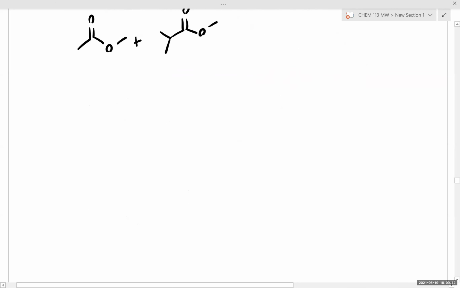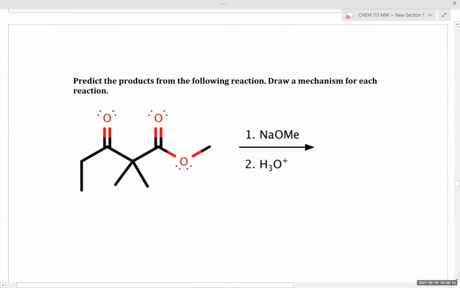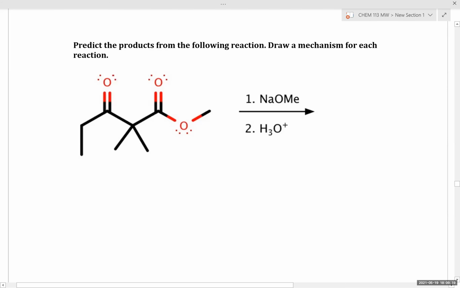Okay, so let's try to apply what we've learned, and let's try to predict the products of the following reaction and draw a mechanism for the following reaction. So this is an example of a Retro-Claisen reaction. And what's pretty funny about this substrate is that the Retro-Claisen can be followed with a productive set of Claisen reactions.